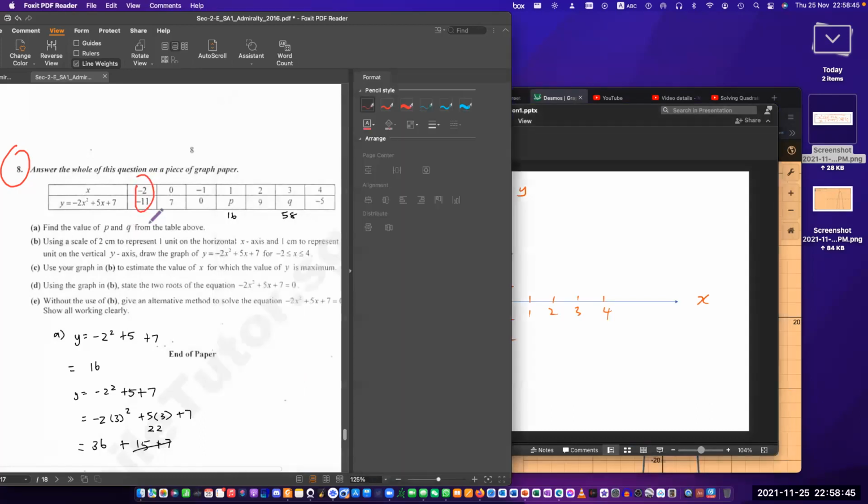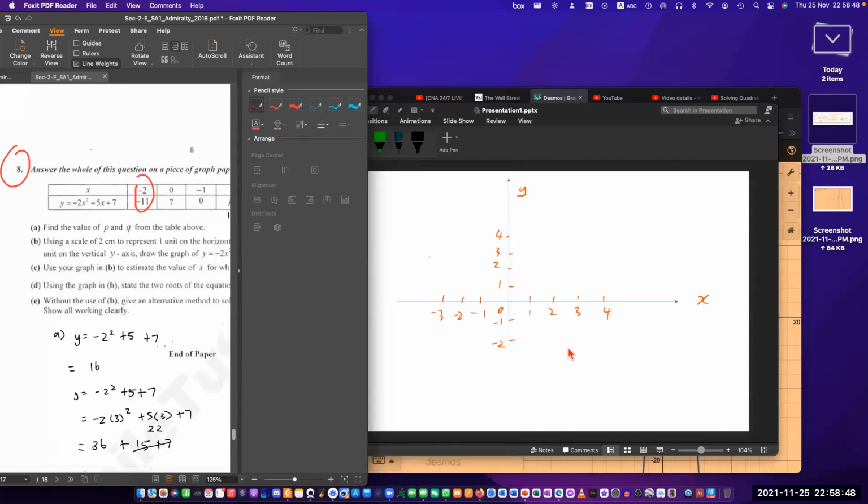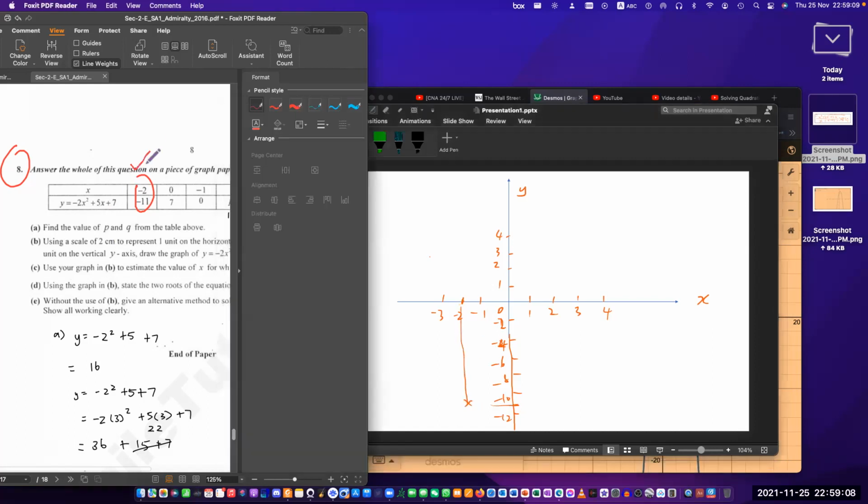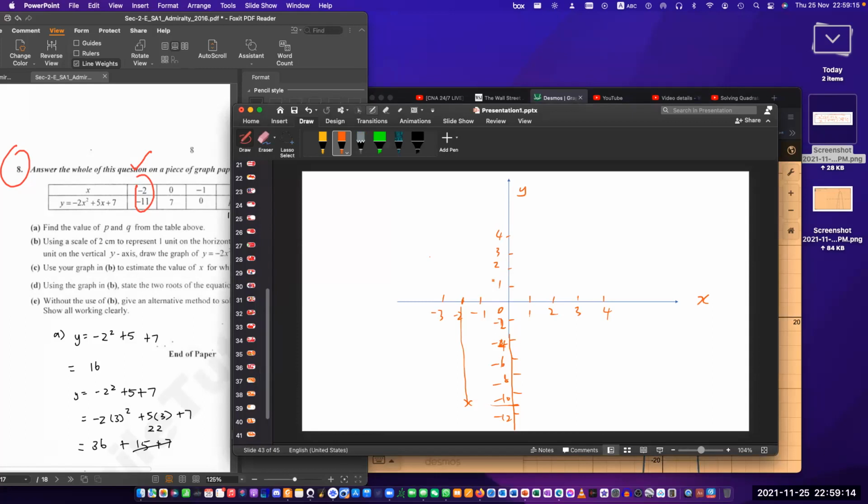So you have -2, then -11. So -2 is here. So you need to go to -11. So looks like I need to extend a lot, right? So looks like the scale is not good. So I need -2, -4, -6, -8, -10, then -12, so -11 is somewhere here. So this is my first point. Okay, then 0, 7. So this is 2, this is 4, this is 6, this is 8. 0, 7 is here. Okay. Then this is -1 and 0. -1 is here. 0 is here.